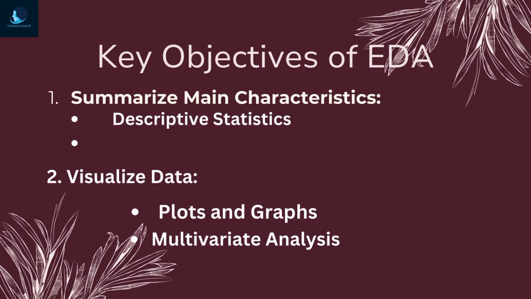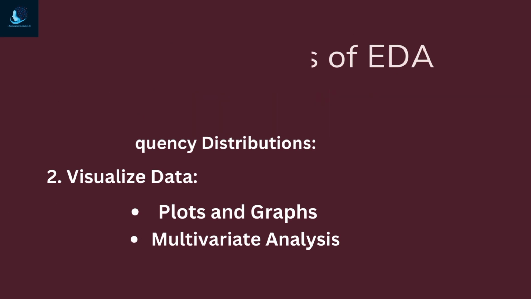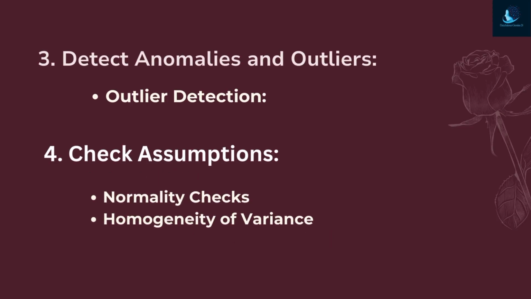Key objectives of EDA. First, summarize main characteristics using descriptive statistics and frequency distributions: calculate measures such as mean, median, mode, range, variance, and standard deviation to understand data distribution. Second, visualize data with plots and graphs, using visualizations like histogram, box plot, and scatter plot, and multivariate analysis.